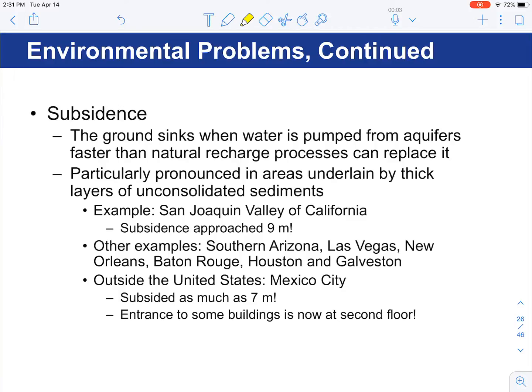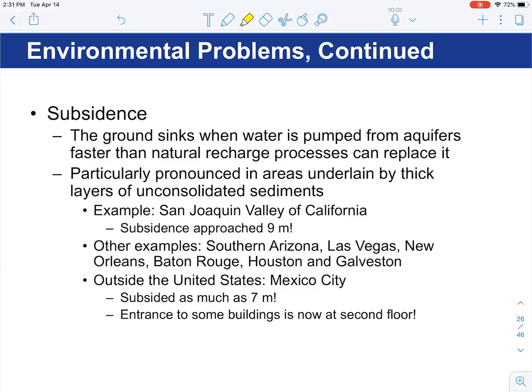Okay, so not only are we pulling all of this water up and out, but what happens is the ground beneath these areas that was saturated with water is now not. And so the fact that the sediment is separated by a pore space that's not water makes it really unconsolidated, and it causes areas that are heavily pumped to subside or sink.